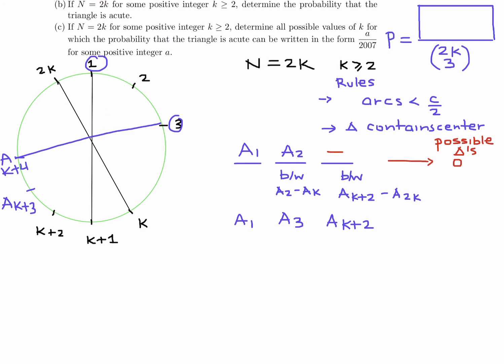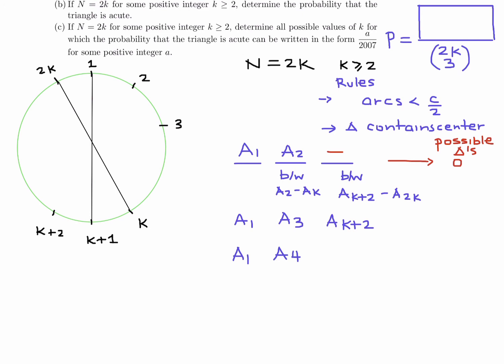then we'd run into the problem where we cannot satisfy both of those rules. The center is here, it's not included inside the triangle, and the length of one of these arcs is greater than half of the circumference. Okay? So that means that for A1, A3, the only choice for that third vertex is AK plus 2. All right, so we exhausted A3s. Let's move on to A4.